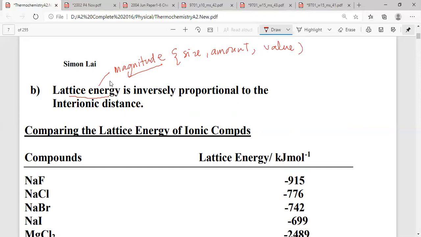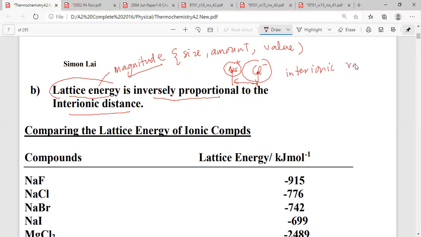What does the value of this depend on? Well, it says it's inversely proportional to the interionic distance. Now this is found in the book. What does interionic mean? Let's say there's sodium here, Na plus, and here's your Cl minus. So it's from nucleus here to the nucleus here. Now this is called your interionic radius. But normally when you compare two substances, one of them will be the same.